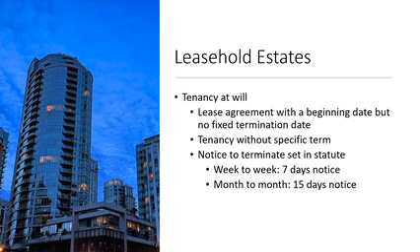Tenancy at will is a lease agreement with a beginning date, but no fixed termination date. It's considered a tenancy without specific term. And the notice to terminate is set in statute. Week to week is 7 days. Month to month is 15, not 30. Notice it's 15.